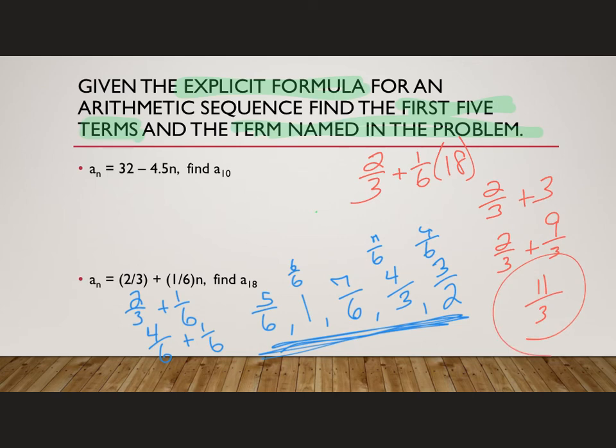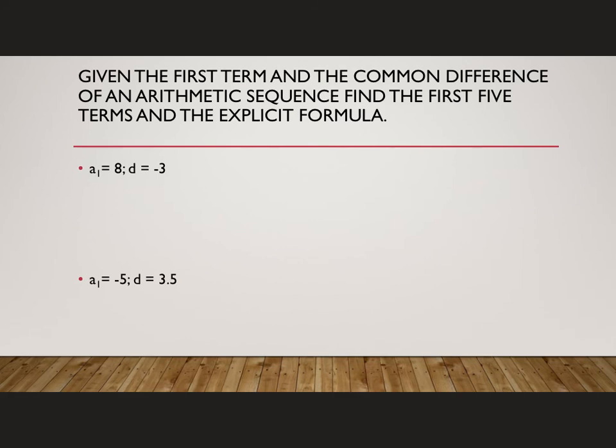Okay? And finally, let's go into one more type of problem. Given the first term and the common difference of an arithmetic sequence, find the first 5 terms and the explicit formula. So, in this case, the first thing I'm going to do is find the first 5 terms, just because that's really easy, right? So I have the first term is 8. My common difference is negative 3, so my next term is 5, 2, negative 1, and negative 4. That part's simple, right? But then I need to write the explicit formula.